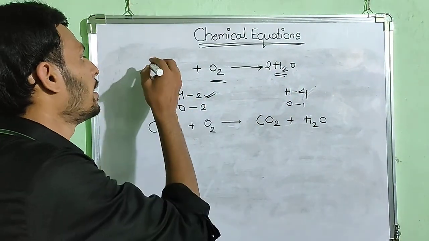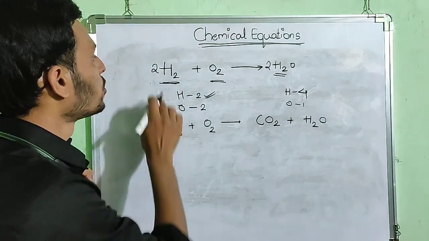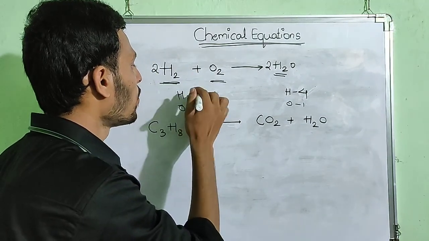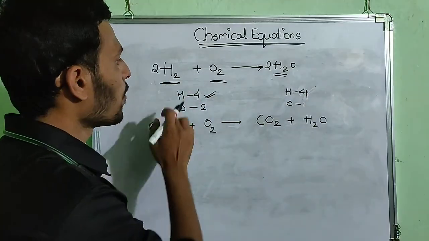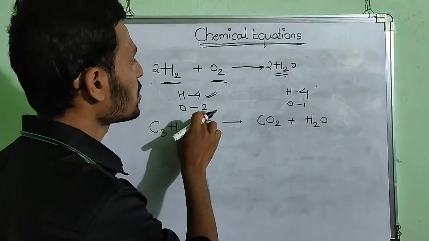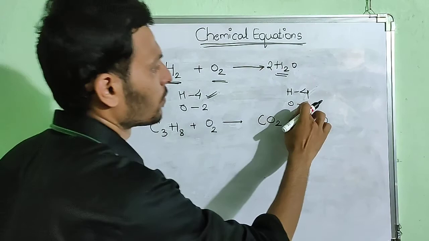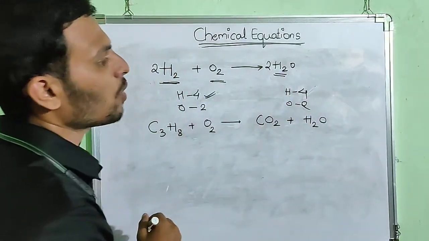So for that, again I have to add 2 over here. So 2 2s are 4. So I have 4 hydrogens here, 4 hydrogens here, 2 oxygens here and 2 oxygens here. Okay. So this is how you add it.